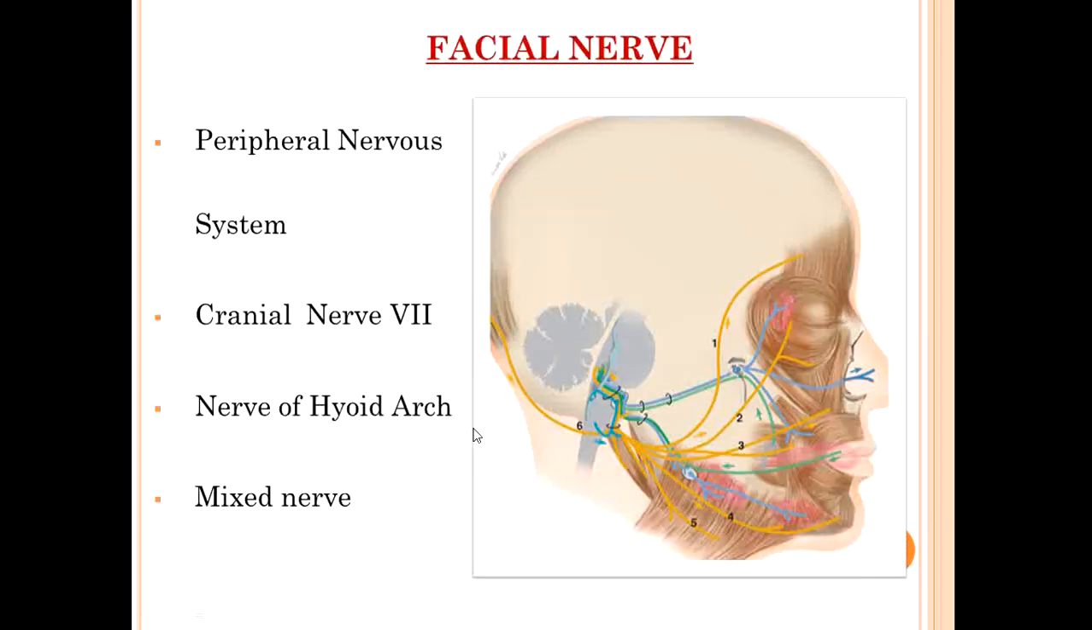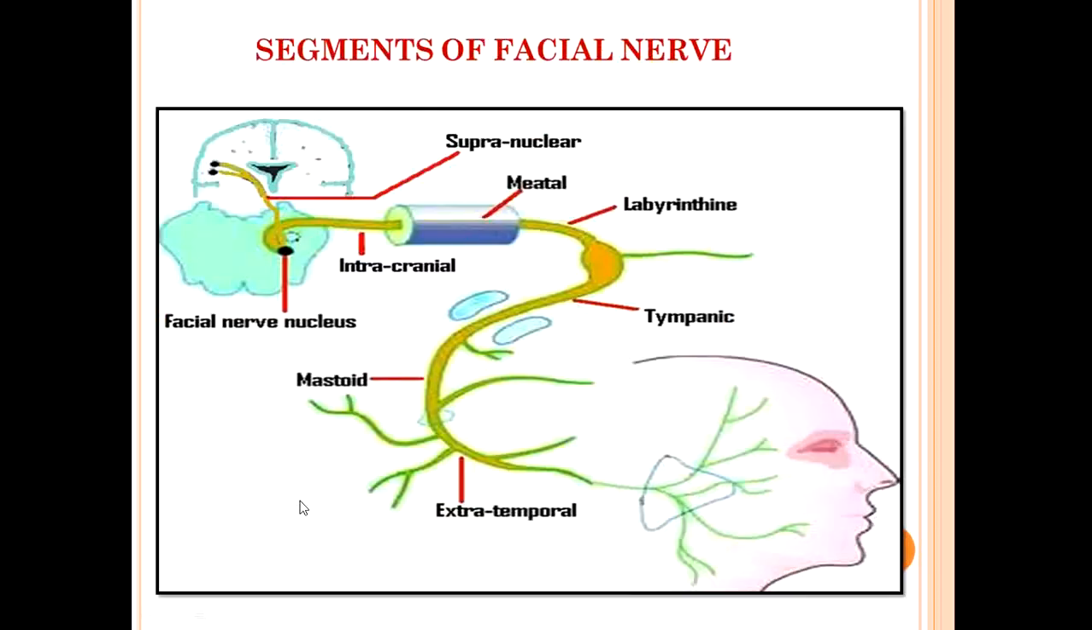First, introduction. The facial nerve belongs to the peripheral nervous system. It is the seventh cranial nerve. It is the nerve of the hyoid arch. It is a mixed nerve. That means it has motor and sensory components.